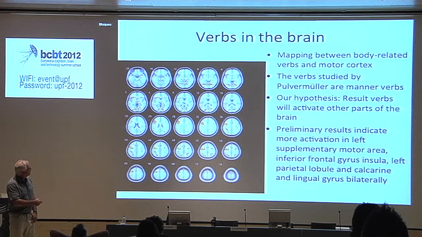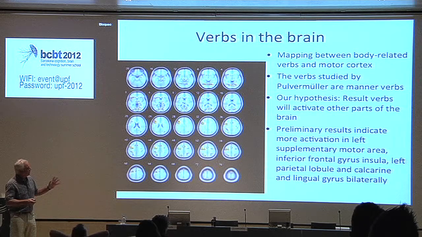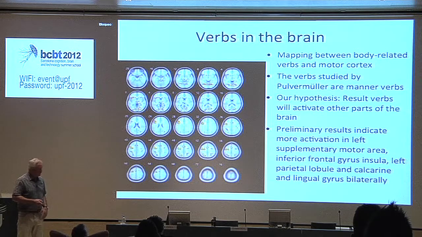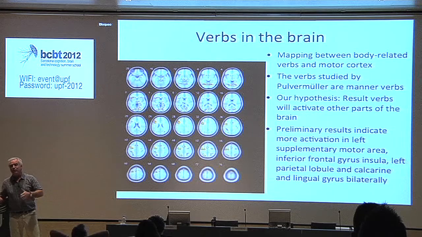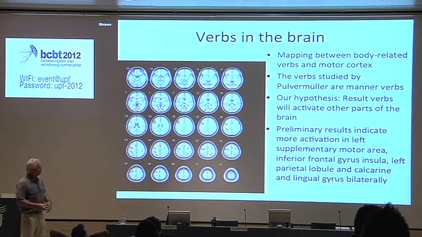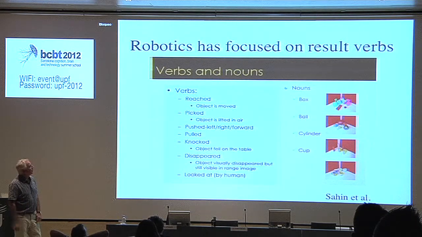Because it could be. The analysis is very rough, and it's not done yet. So I don't really want to spend time on this, and I don't have the competence to do it either. But anyway, we get fairly distinct differences between manner verbs and result verbs. So the result verbs are treated by different parts of the brain. Then you have to go into the details, and we haven't done that yet. I just want to make a connection here.